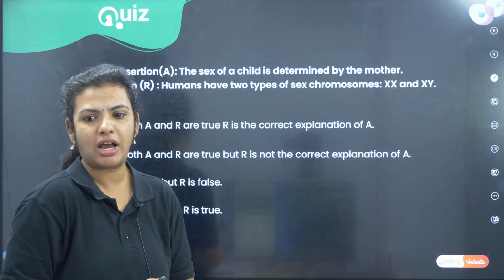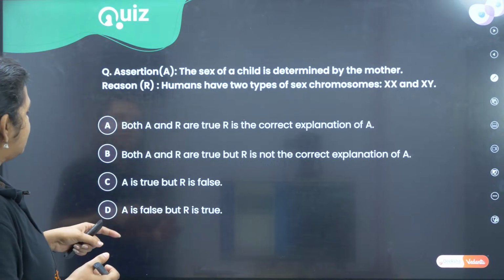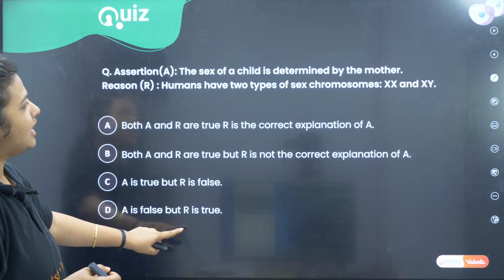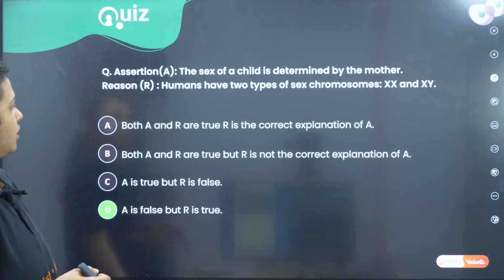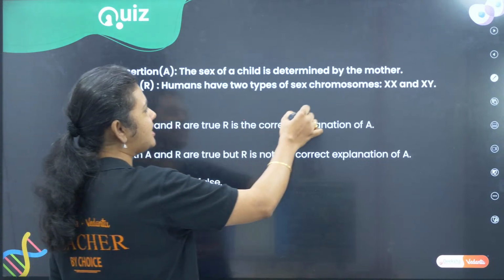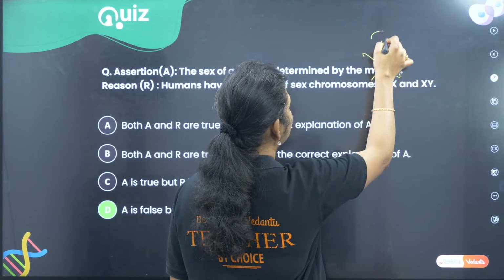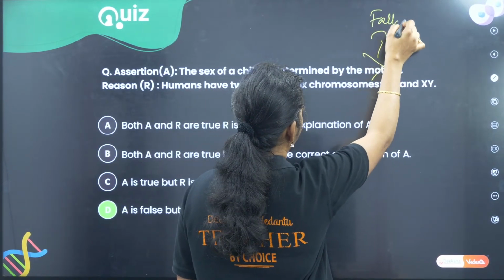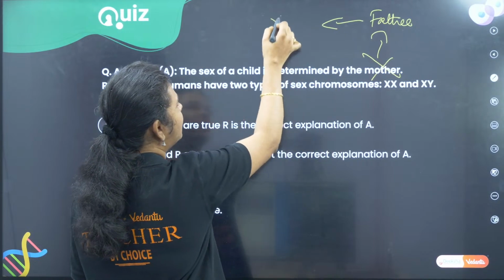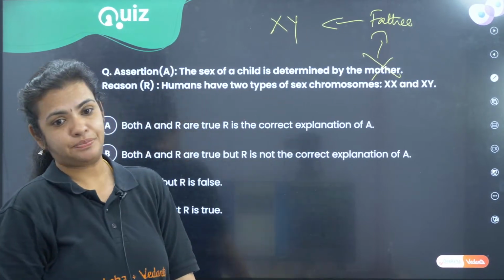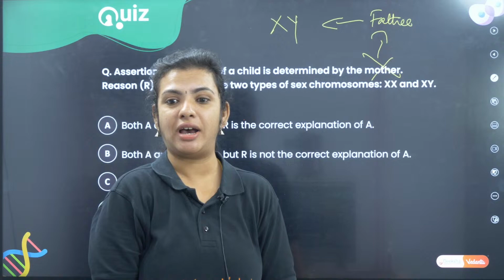So, I think all of you have given the answer as D, that assertion is false, reason is true. Very good. So, sex of a child is determined by the mother. No, it is the father who is going to determine the sex of the child, because the father is heterozygous. He produces X as well as Y sperms.